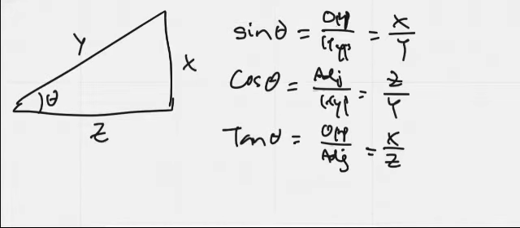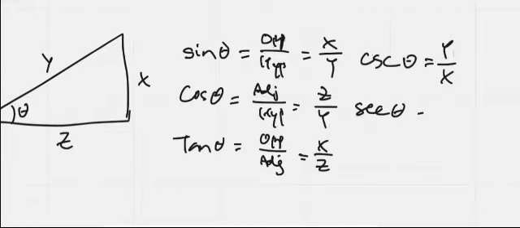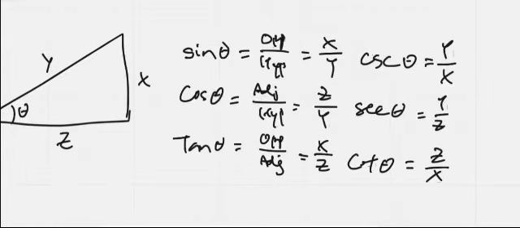And there are also another three that are the reciprocals of these three functions. The first one, corresponding to sine, will be cosecant, which is basically y over x. The second will be secant theta, which will be y over z. And the last one will be cotangent of theta, which will become z over x.